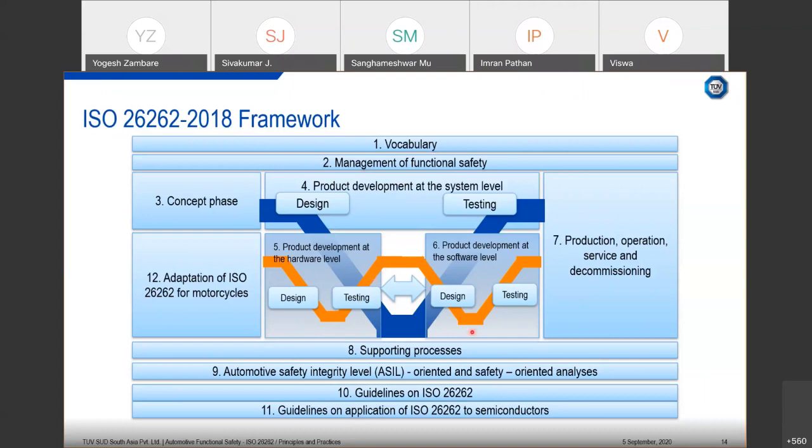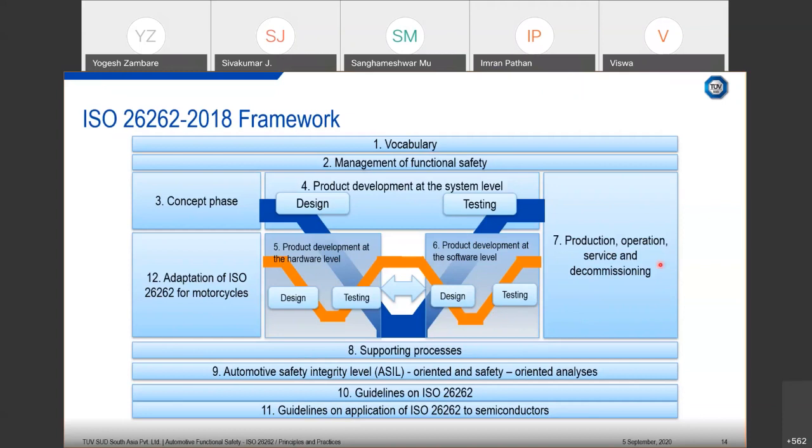And for part 6, product development at software level, it starts from software requirements up to the implementation. Okay, so requirement, architecture, unit design, implementation, also associated with the various safety analyses like freedom from interference aspects, also DFA, dependent failure analysis, and so on. Also the other side, the right hand side, covers the software unit testing, integration testing, and embedded testing. This is the coverage of that.